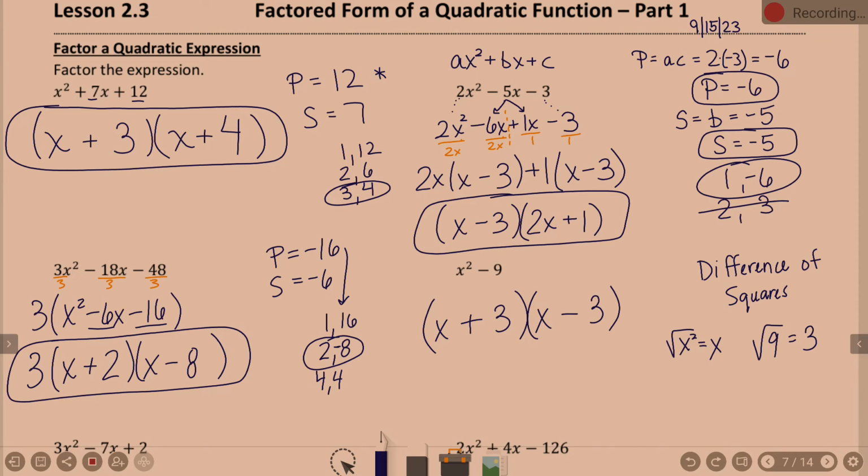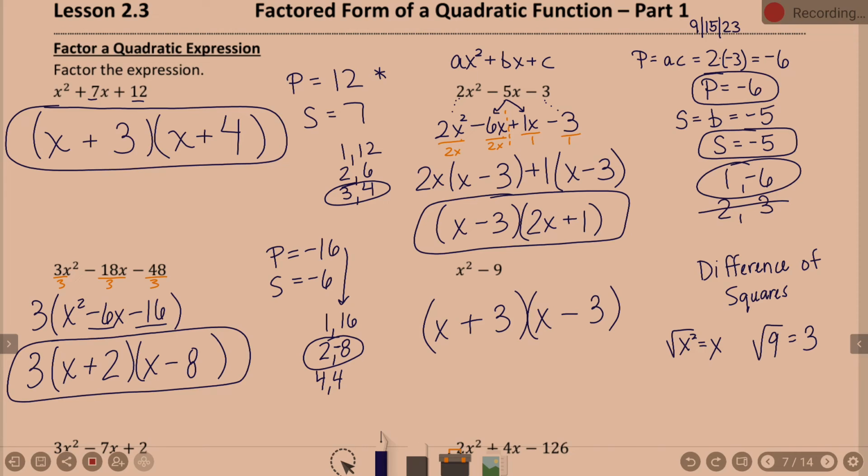Yeah, because do we have an x term? No. We don't have an x term. There's like a 0x in the middle. You can think that way. I just say it's difference of squares. When you see two values being subtracted, and they're perfect squares, you can take the square root of them. It's x plus 3, x minus 3.